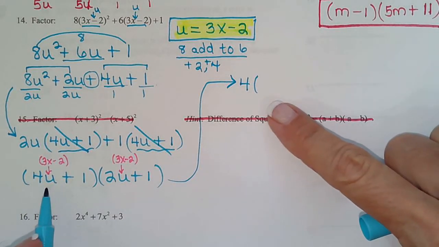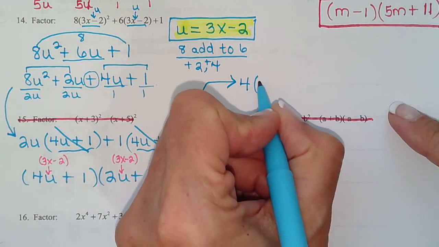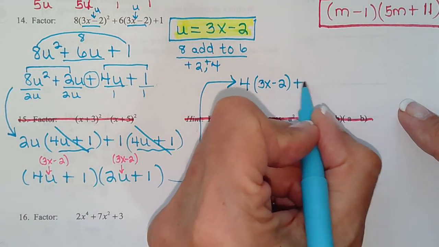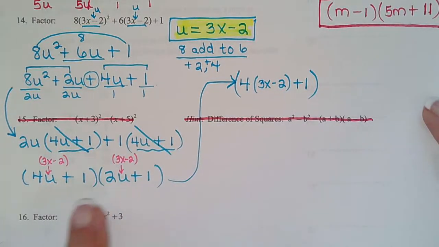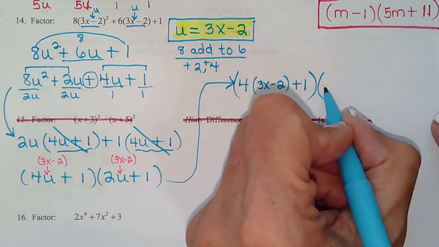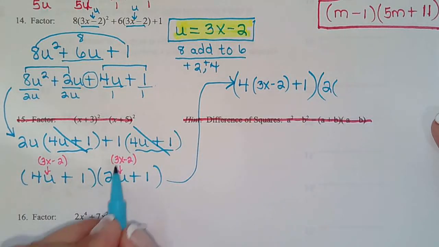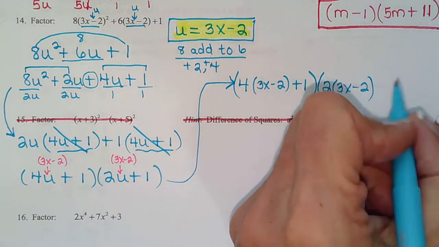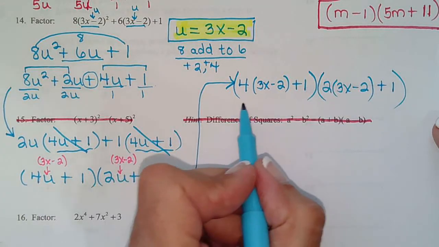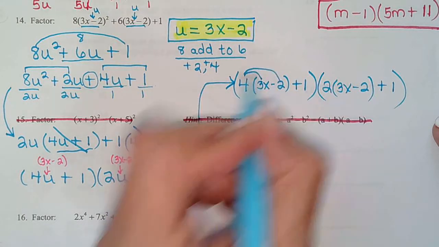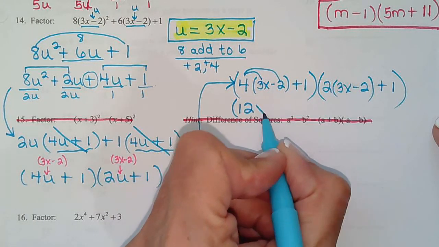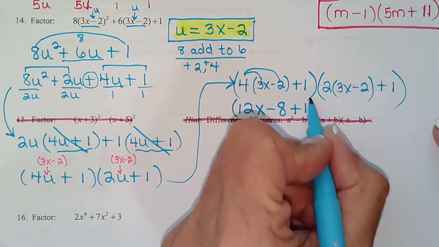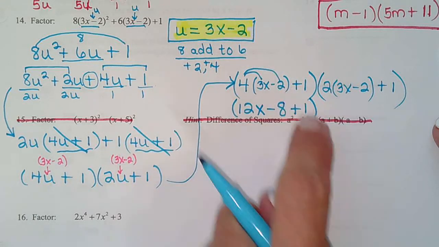Okay, so we're going to take the u out and put 3x minus 2, and then plus 1. And that's the first parenthesis. The second parenthesis is going to be 2, parenthesis 3x minus 2, and then plus 1. So that turns into 12x minus 8 plus 1. So 12x minus 8 plus 1.